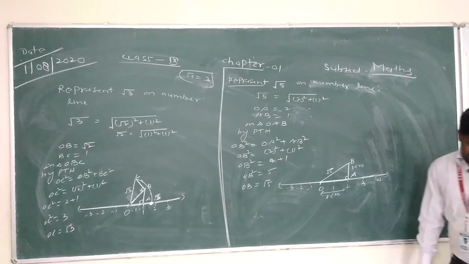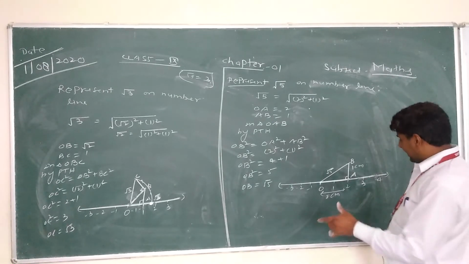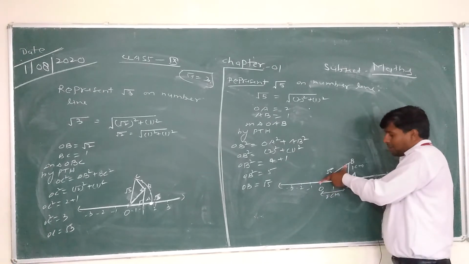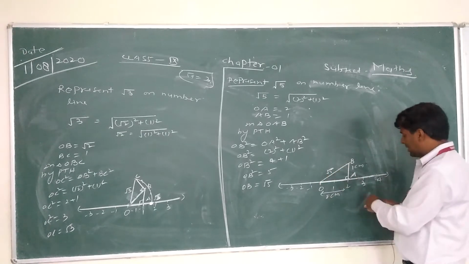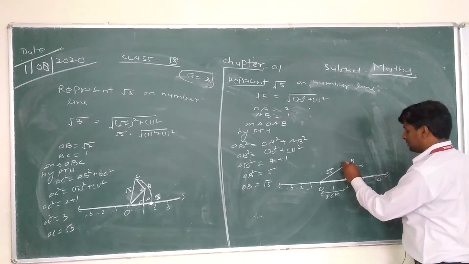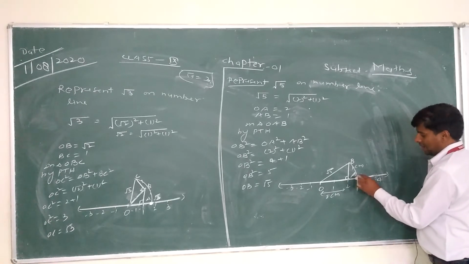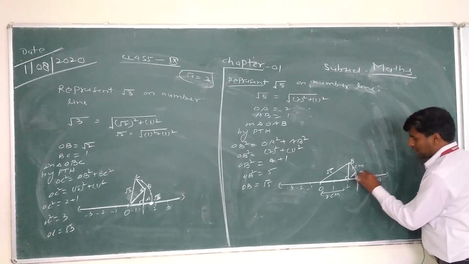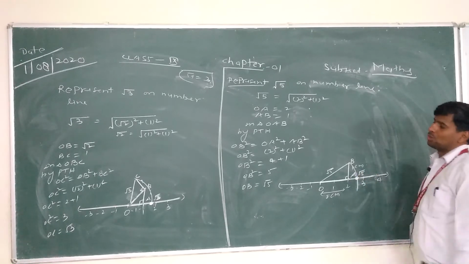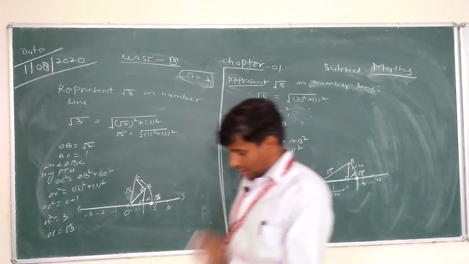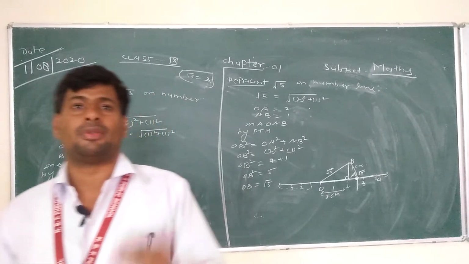That's clear? Then, student, you can take O as the center and OB as the radius in a compass and draw an arc which intersects the given line at a point. This point represents root of 5.